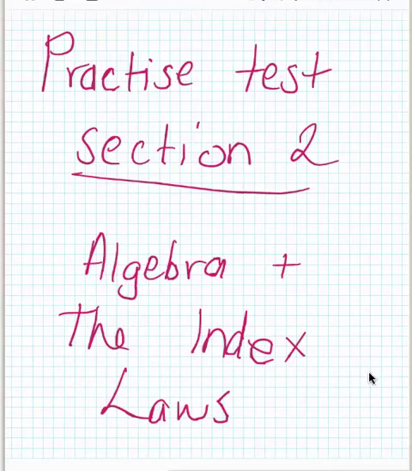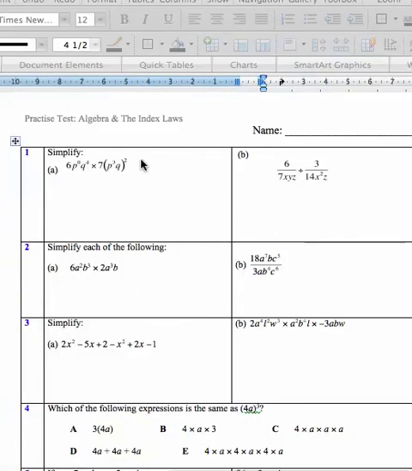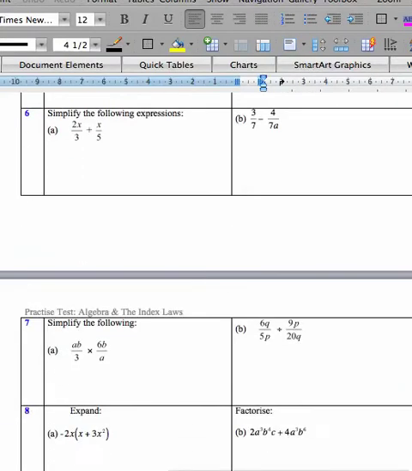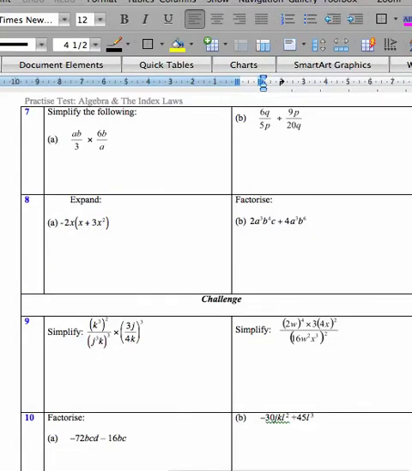This is the second part of our practice test where there's no multiple choice questions. So we're starting from these questions. We'll be doing questions 1 to 8, and the challenge section I'll do in a different video.